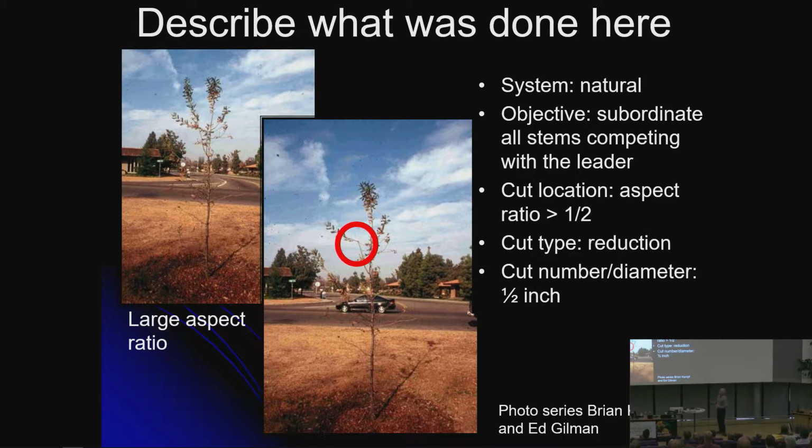Our objective here was to subordinate all stems competing with the leader. In this case, there was how many? 1. We're going to pick on those branches and prune only those that are bigger than half the size of the trunk.